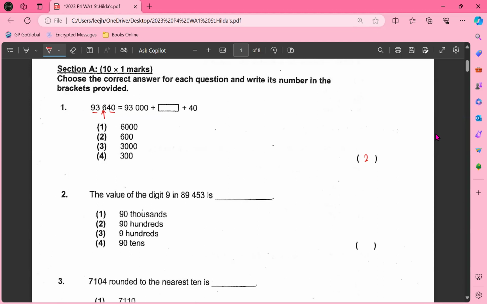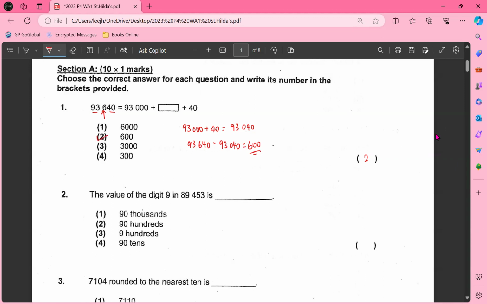Or if you want, you can do your working. You add this first: 93,000 plus 40, you get 93,040. So how many more to get 93,640? You take 93,640 minus away 93,040. You will get the answer 600, which is option two.